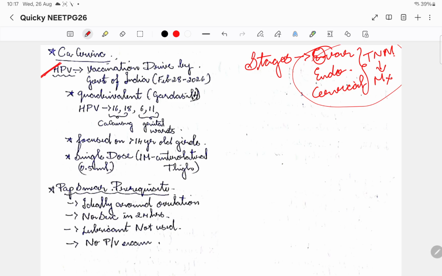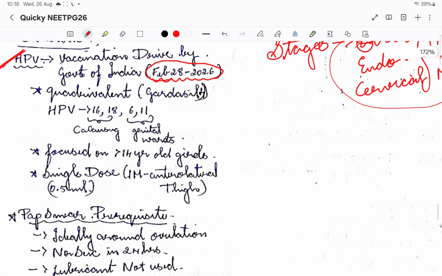Okay, so the HPV vaccination drive that is going on in India. This was launched on February 28th of 2026 by the Home Ministry, Government of India. They are giving a quadrivalent vaccine, the name is Gardasil 4. There is Gardasil 9 in the market, but the Government of India is giving Gardasil 4.